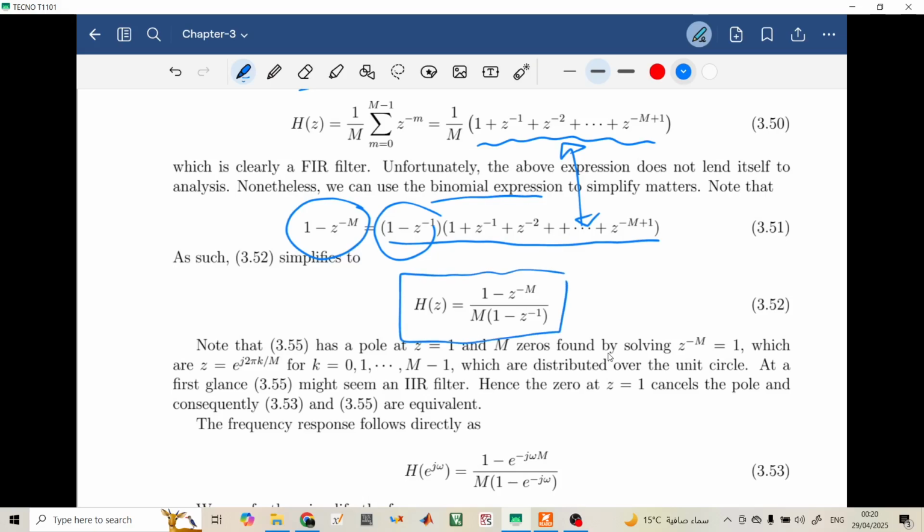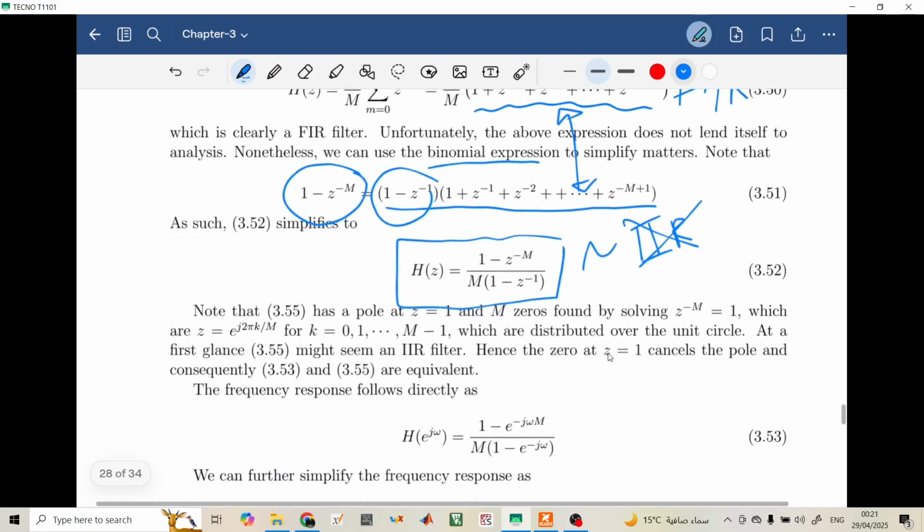But recall that this is an FIR filter, right? Finite impulse response filter. This might look like an infinite impulse response filter, but it is not actually. So the trick is, if you substitute for the numerator by equation 3.51, you get this first order term in the numerator and denominator, and they cancel out, and you are left with the term in equation 3.50. So we return back to an FIR filter. It's not an IIR filter. It might look like it, but actually it is not.